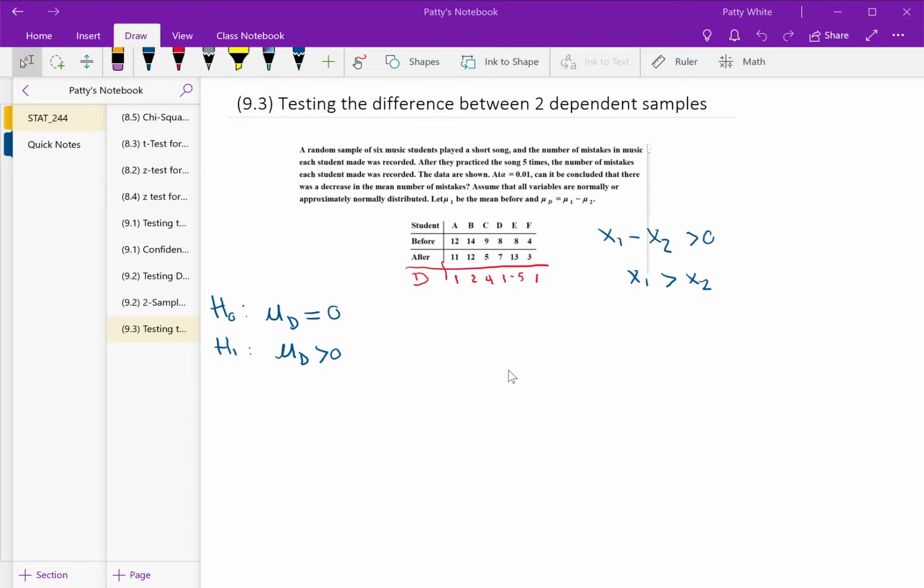So number 2 is t-test. I'm going to hit enter, and it's going to say, do you have data? Yes, I do. Where is it at? What are you testing against? 0.